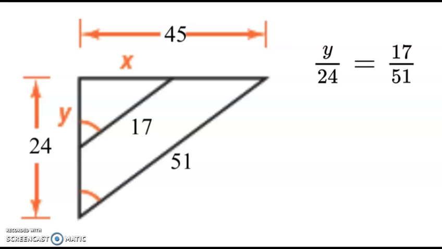Now I'm going to cross multiply and solve. y times 51 is 51y. 24 times 17 is 408. Divide both sides by 51, I get y equals 8. Okay, now I'm going to find x.